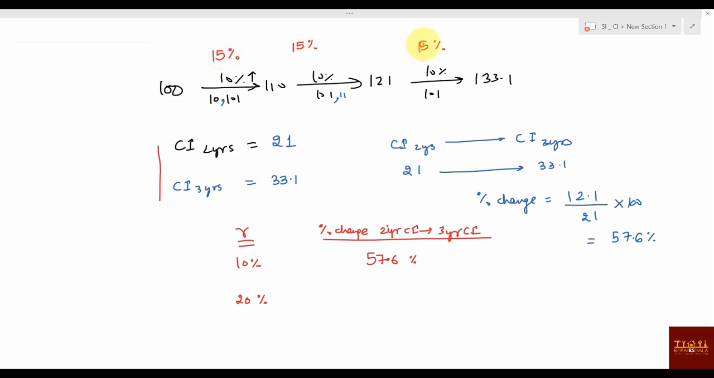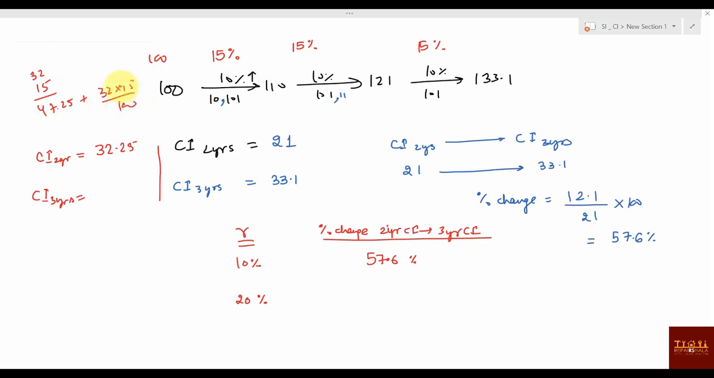15%. So 15% means what will be CI for 2 years? CI for 2 years will be 15, 15, 30 and 2.25 means 32.25 percentage, right? If 100 is the starting value, then 32.25. CI for 3 years, what will be CI for 3 years? You can say 32.25 plus 15. So you can say that is 47.25 plus 32 into 15 divided by 100.